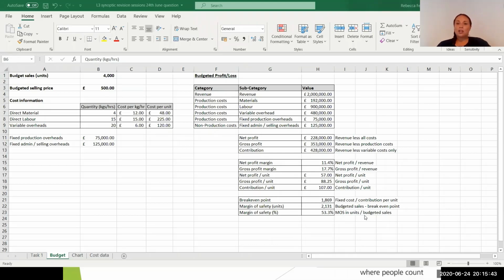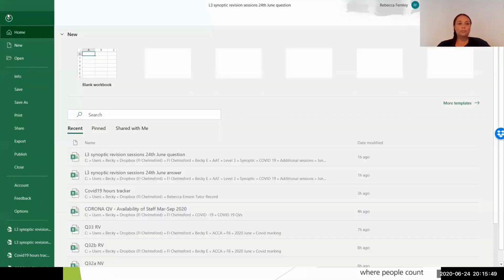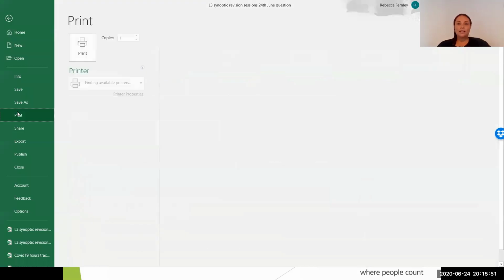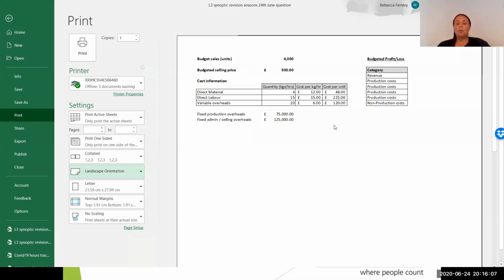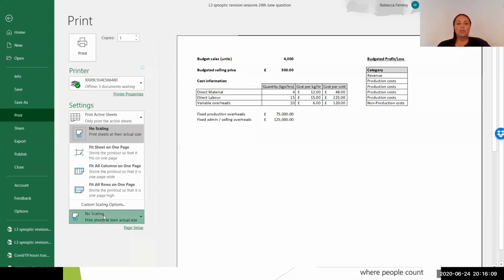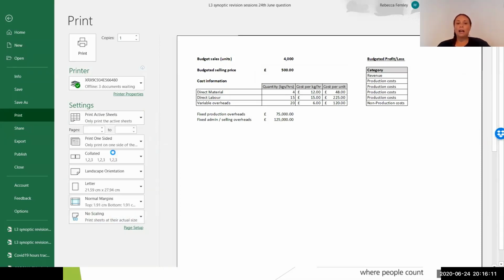Becky, not relevant to today's session, but can I show you how to do the print area? Of course I can. If I was to go to File and on to Print, what you will see with this spreadsheet is that it doesn't fit on one page. So if I wanted it to fit on one page, I'm probably going to have to play around with it. So I might want to change it to landscape. Then you can see a little bit more on there. And I might want to change it to fit sheet on one page.